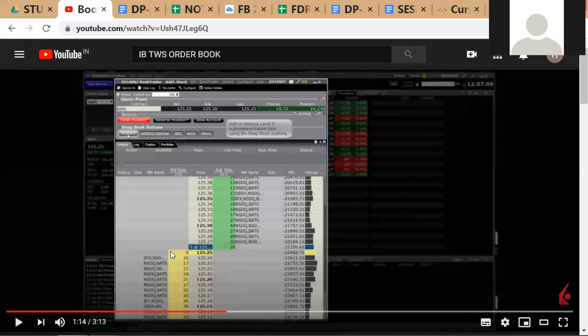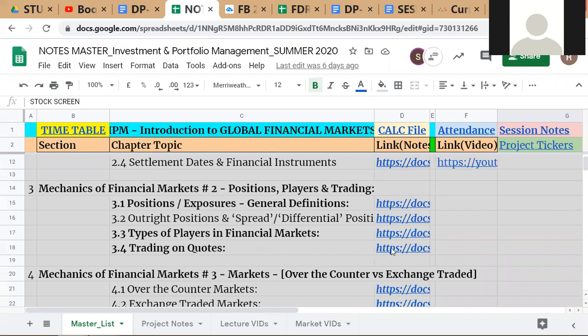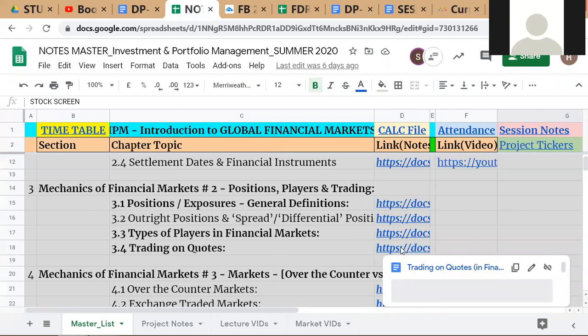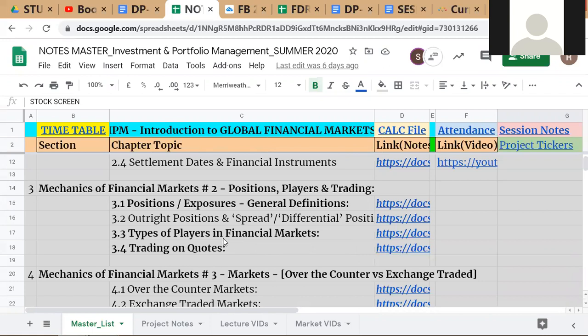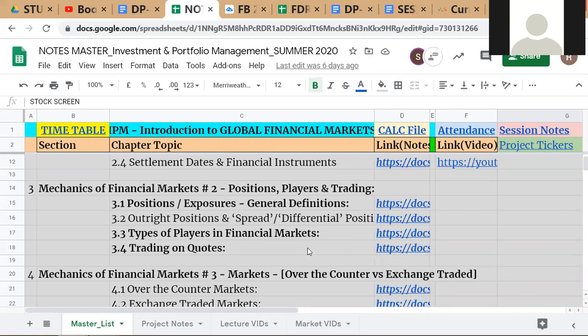You have to be clear about these concepts. These are covered in this note, trading on quotes. You should cover and recap your concepts here. I'm not going to have time to go into all this. You should be 100% clear about all these concepts: market makers, price takers, price makers, trading on bids and offers. You should already have got a feel of it from your trading.